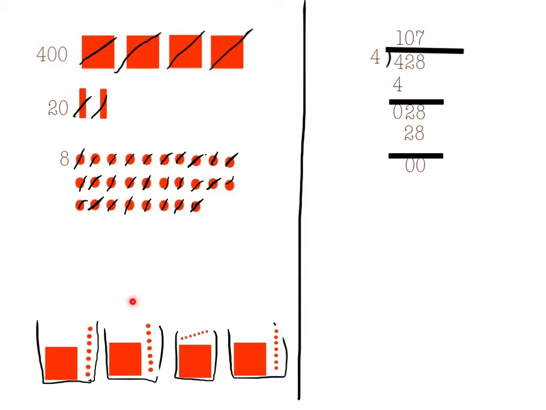And so these are the final groups with 107 in each. And this is the final algorithm. And there is no remainder to this answer.